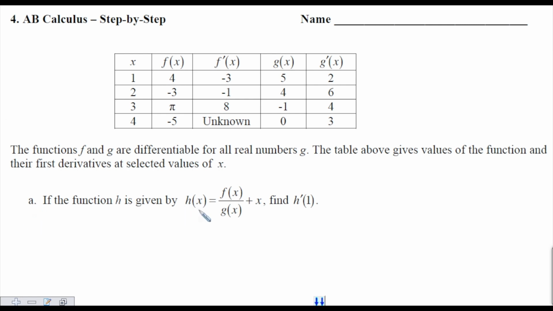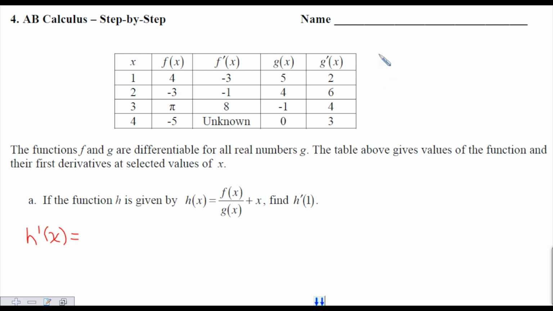So notice that H is defined as a quotient and then just a little x added right there. And so it says find h prime of 1. So the first thing I'm going to do is find h prime of x. And in order to do that, I need to do the quotient rule. So let me go over here and talk a little bit about the quotient rule.